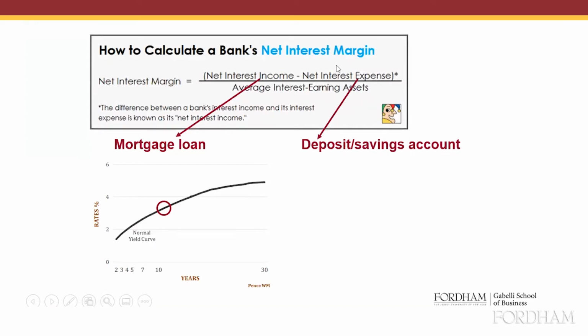What about the cost of funds for the bank? Well, their net interest expense comes from the deposit or savings account, which is the front end of the curve. This is the amount of interest that the bank pays us when we deposit money with them. So the difference between the interest rate they pay us and the interest rate that they receive from giving out mortgage loans, this is the bank's net interest margin.